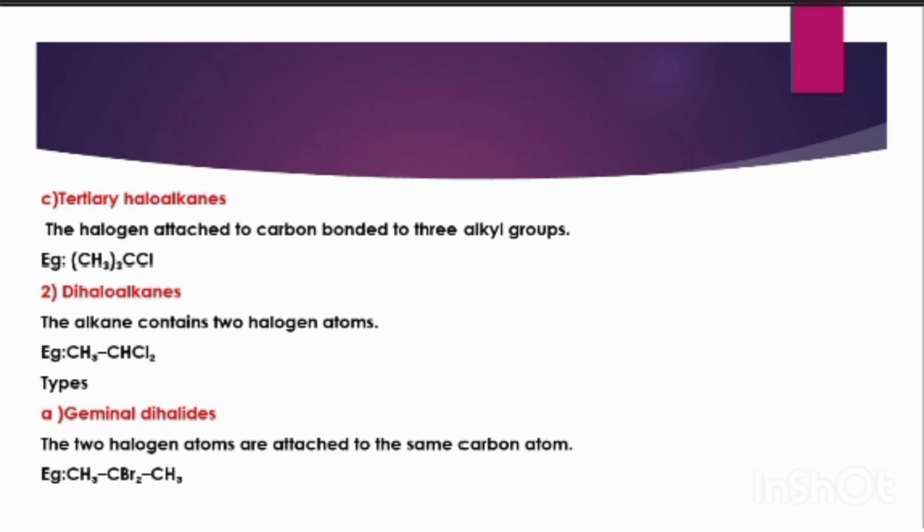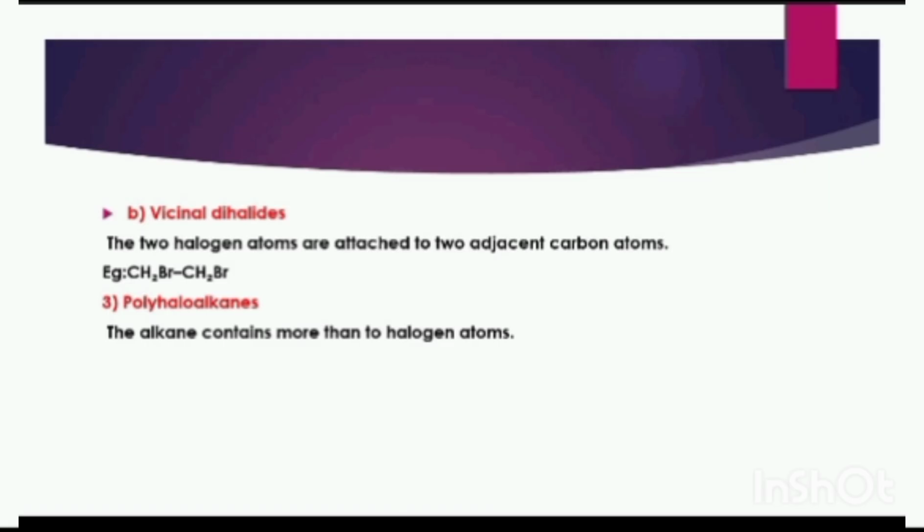Alkyl halides' second classification is dihaloalkanes. Dihaloalkanes means the alkane contains two halogen atoms. Dihaloalkanes are again classified into two types. First one is geminal dihalides. Geminal dihalides means the two halogen atoms are attached to the same carbon atom. Second one is vicinal dihalides. The two halogen atoms are attached to two adjacent carbon atoms. Next, alkyl halides' third classification is polyhaloalkanes. The alkane contains more than two halogen atoms.